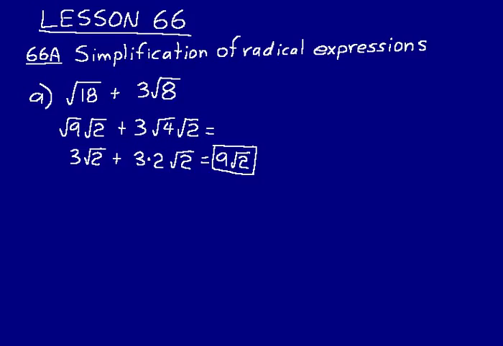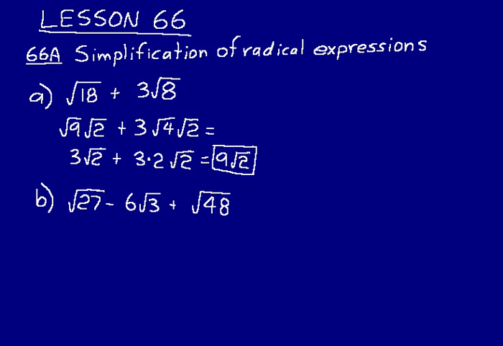So now when we see radical expressions to add together, the first step will be to see if we can simplify each individual radical expression, see if there's any square roots that we know the square root of that we can factor out into whole number factors. Then we'll go ahead and add if we have like terms.